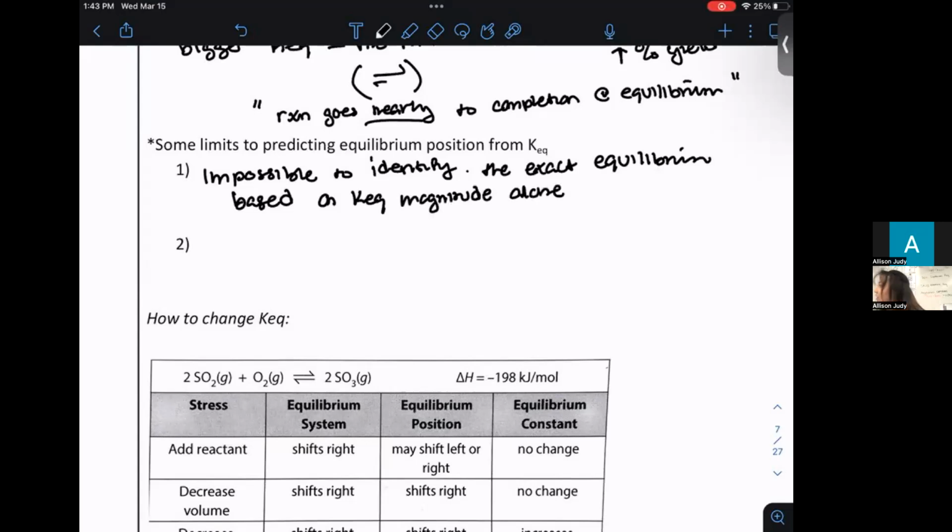Well, if I just gave you the number 7, that doesn't tell you very much. You just know that you have your products in a ratio 7 times greater than your reactant. So it gives you a general idea, but it doesn't tell you the exact amounts unless you had all the data beforehand. The KEQ value alone just gives you a general idea of which side is more favored. It doesn't tell you exactly the scenario unless you're given the data beforehand.